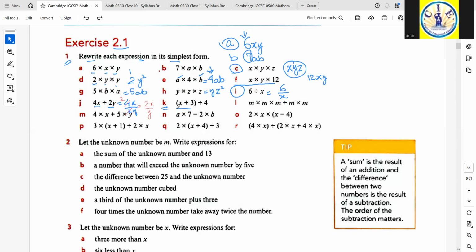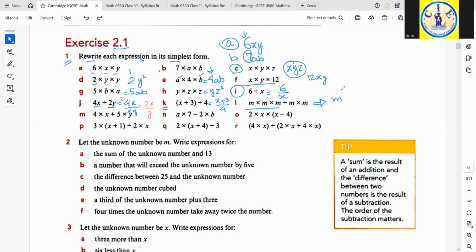Now for part K, x plus 3. There is a bracket around this expression and then divided by 4. That means x plus 3 as a whole is being divided by 4. So we would write it down as x plus 3 whole divided by 4. And same goes for the next part, part L.